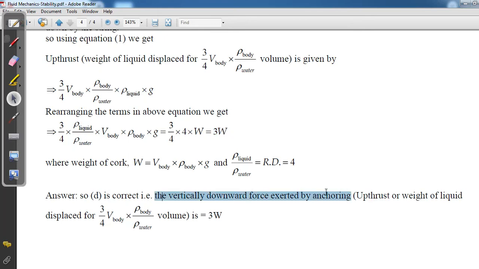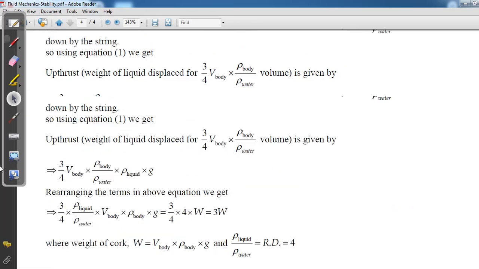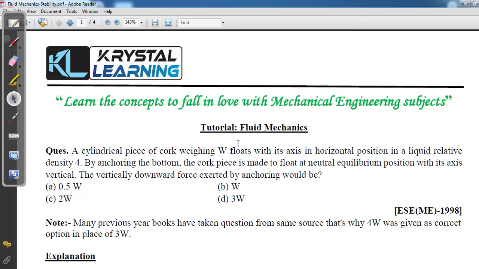That vertically downward force exerted by anchoring, or upthrust, or weight of liquid displaced for this amount of volume, is 3W. I hope you enjoyed this explanation for this question, and now all the doubts are clear.